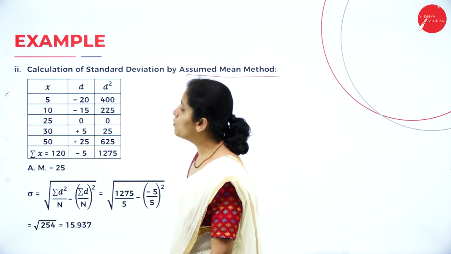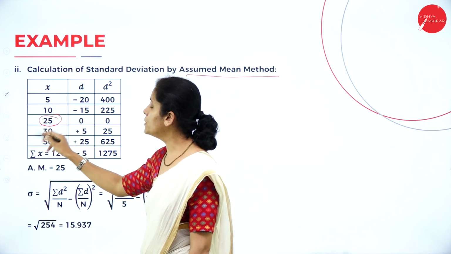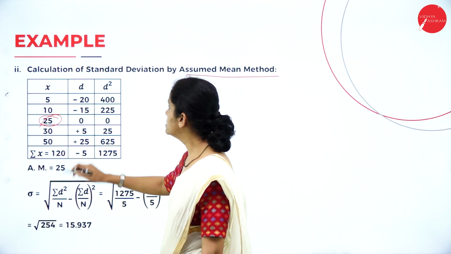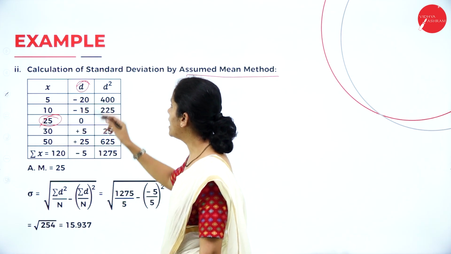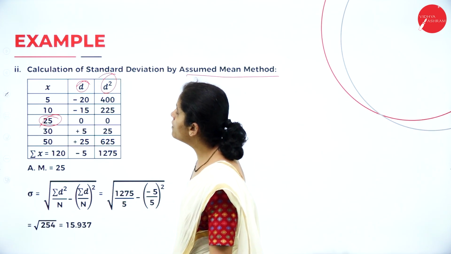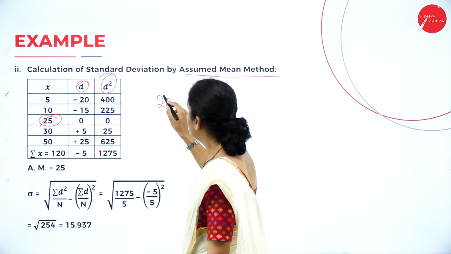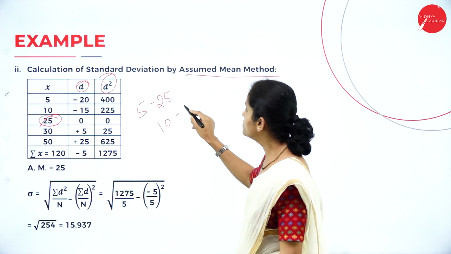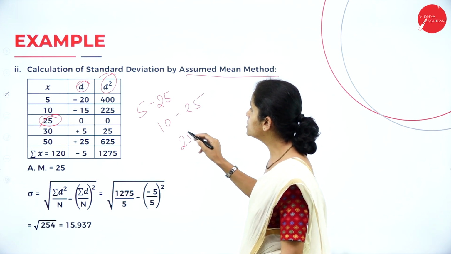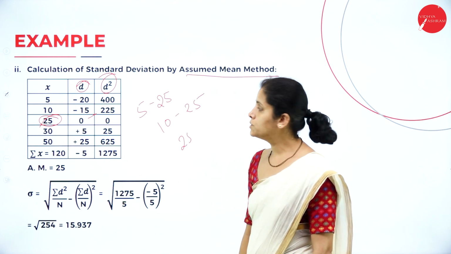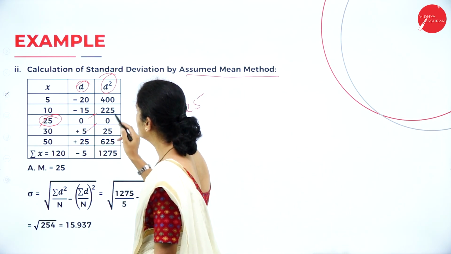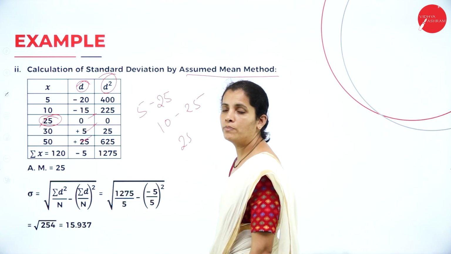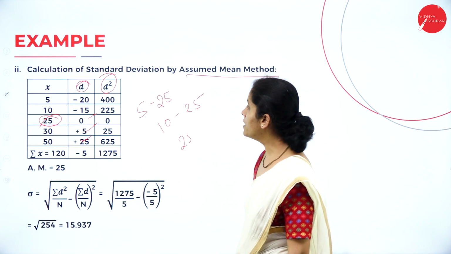Okay, see here. What is the assumed mean I'm going to have? That is 25. I'm going to assume that the mean is 25, and see here, I'm going to have the d and d square. 5 minus 25, it is minus 20, 10 minus 25, minus 15, 25 minus 25, it is 0, 30 minus 25, it is 5, then 40 minus 25, it is 15. When I perform the summation of di, answer is minus 5.